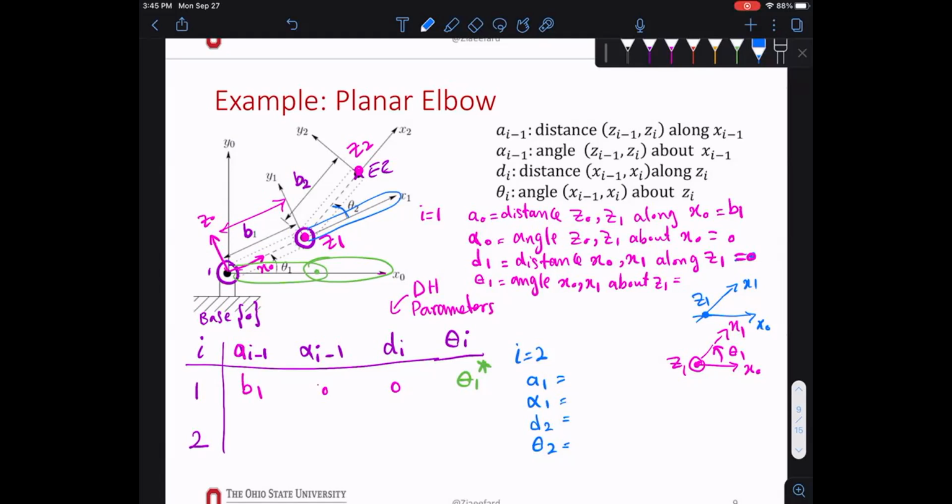Now, finding values. Some of them are a constant value. Some of them are variable. And effector. Sometimes I show an effector by EE.